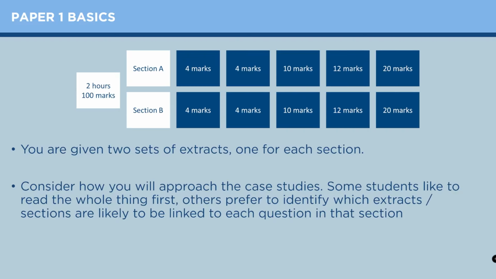Now, in this paper, you are given 2 sets of extracts, one for section A, one for section B. As of this year, and I'm recording this in 2023, you will be given the extracts in a separate booklet, whereas in the past, if you've been looking at past papers, maybe if you've done mocks in class, they might not have had a separate booklet for the extracts. I think it makes it a lot easier, because you can have the extracts open on your exam desk while you're going through your questions, rather than having to keep flicking back and finding things.